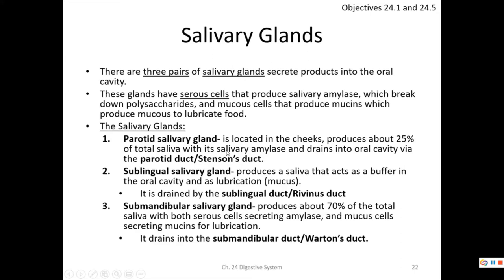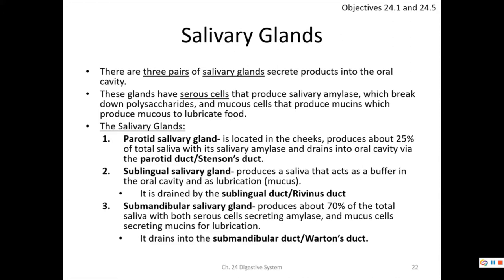Okay, now salivary glands. There are actually three pairs. They have what are called serous glands, and they produce salivary amylase, which is a carbohydratase. It breaks down polysaccharides. And then there are mucus cells that make mucins to help lubricate the food along with the liquid. Now remember, serous cells always secrete liquidy secretions. Mucus-secreting cells secrete mucusy ones, so this is a mixed gland. It has both. We talk about that in the histology section in AMP1. Now, parotid salivary glands are in the cheeks. They only make about 25% of the overall saliva, but it contains amylase and it drains into the oral cavity using your parotid duct, also called Stenson's duct.